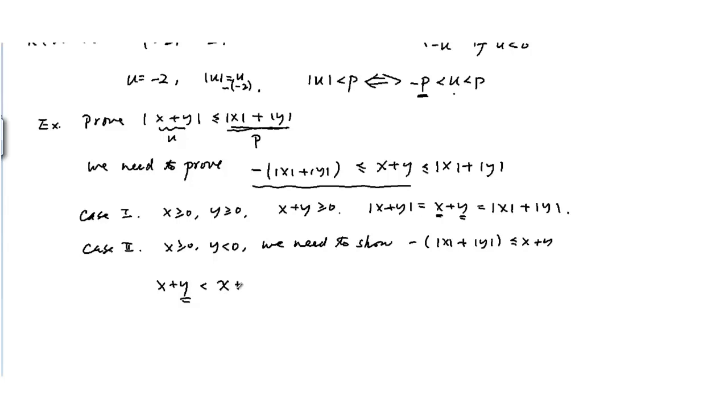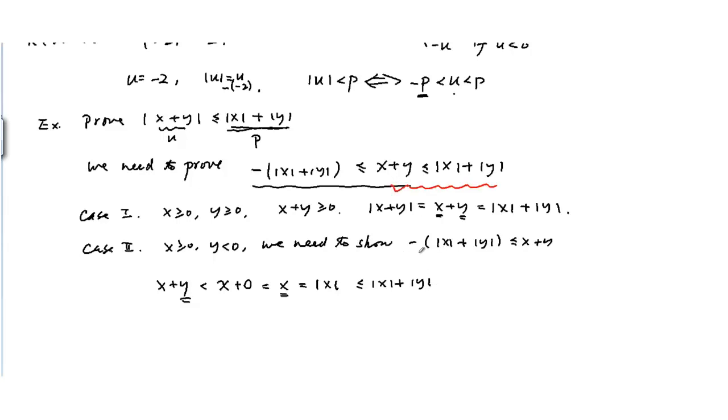You can also think of it further: y is less than 0, so x plus y is less than x plus 0. And x plus 0 is x, but because x is a positive number, it equals the absolute value of x. And the absolute value of x, of course, is less than or equal to the absolute value of x plus the absolute value of y. So we get this part.